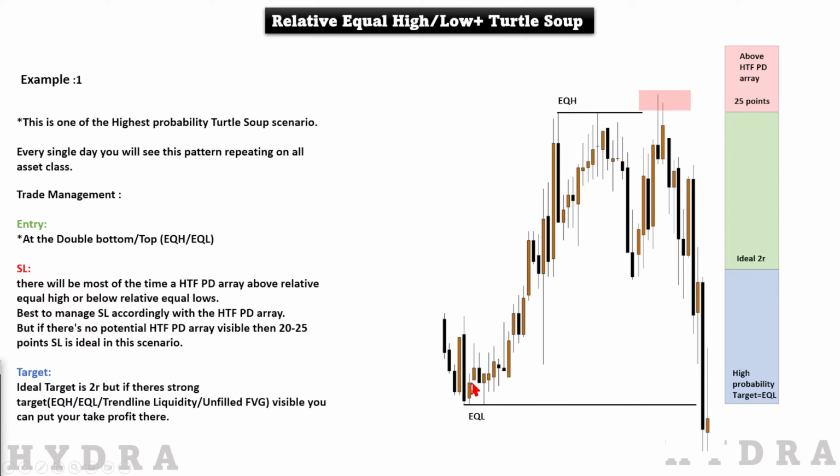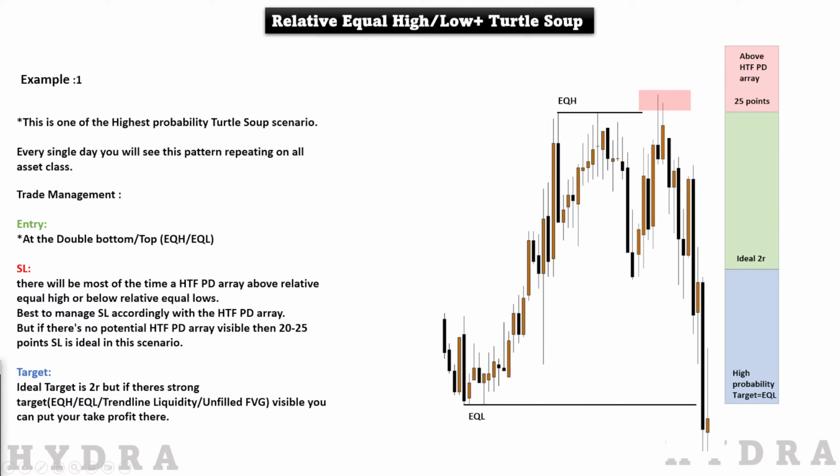So the ideal target, I already talked about it in our previous slide, and even in our previous days, that ideal target is 2R. But if there's no strong target, suppose you cannot see a relative equal high or relative equal low, which is very rare, you will always find relative equal high or low with these models, then you will target an unfilled fair value gap. And if you cannot see any of these, relative equal high, relative equal low, trend line liquidity, or unfilled fair value gap, I highly recommend you guys not to take the trade, because there will be many opportunities intraday again and again inside our macros.